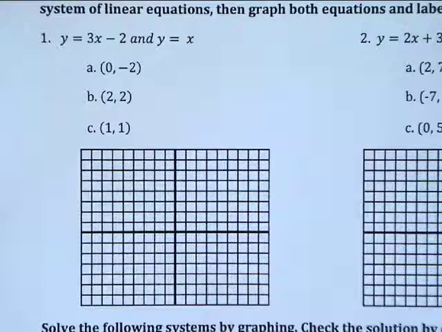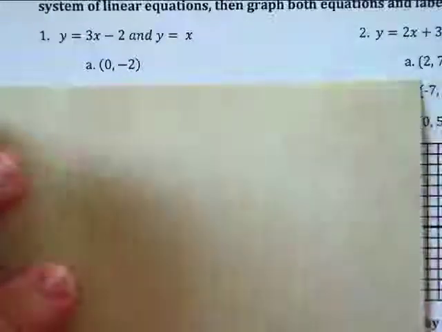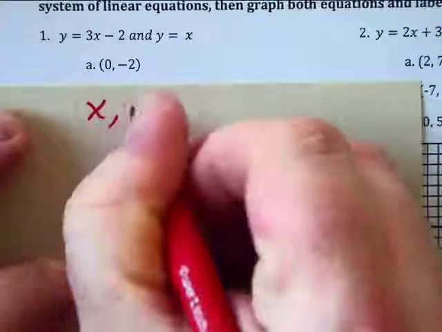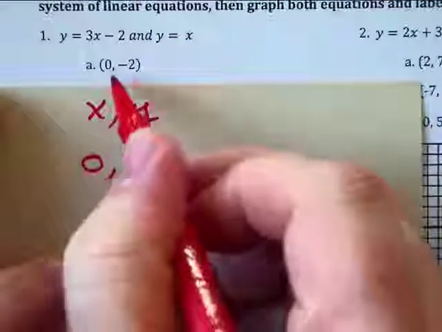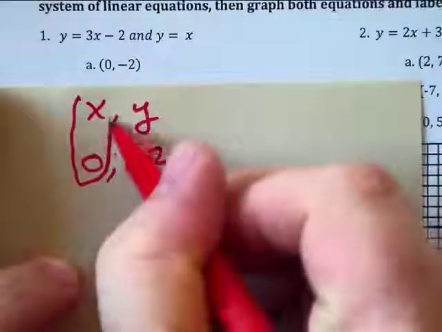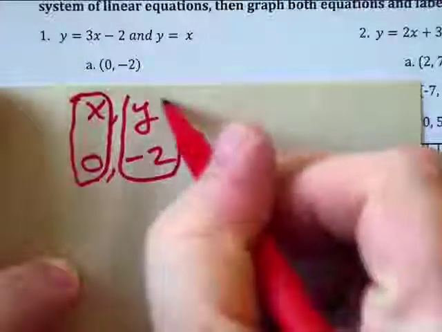The instructions for numbers 1 and 2 say substitute the given points into the equation to determine which ordered pair satisfies the system of linear equations. Then graph both equations and label the point of intersection. What this is asking you to do is plug in the numbers for x and y and see if they work. Each one of those numbers were given as an ordered pair. So for example, we have x comma y, and that's the same thing as 0 comma -2, according to what they said right here. Well, our x is 0 and our y is -2.